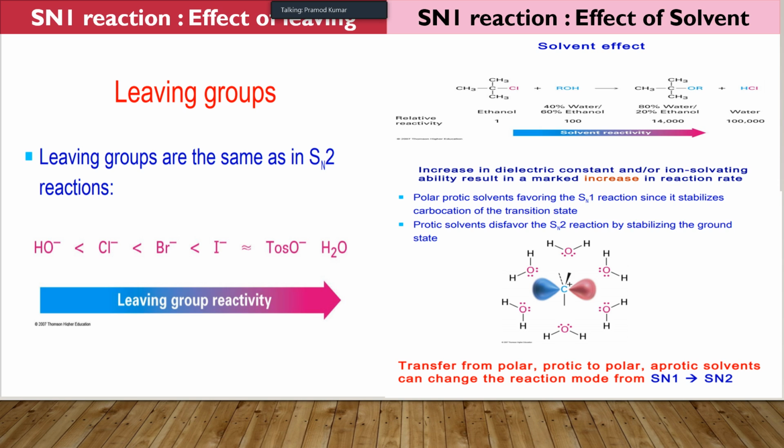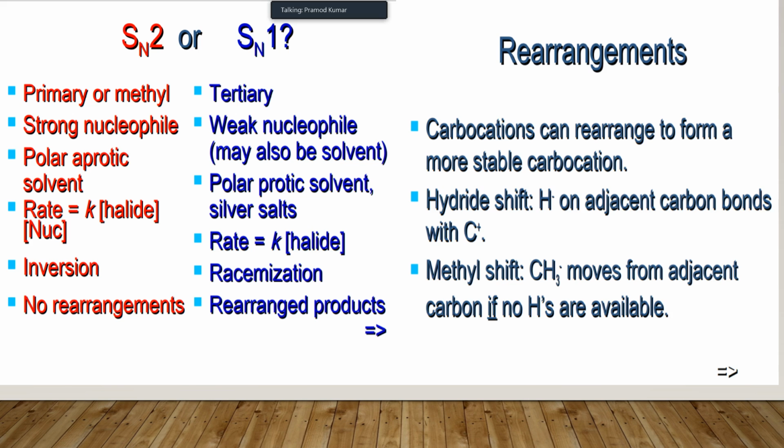So the effect of solvent: any solvent which has got a high dielectric constant can be used for your SN1 reaction, because these highly charged solvents will stabilize the carbocation and the nucleophile, and thus the reaction takes place faster in case of polar protic solvent rather than a polar aprotic solvent because of the solvation. Okay, very important thing to be remembered.